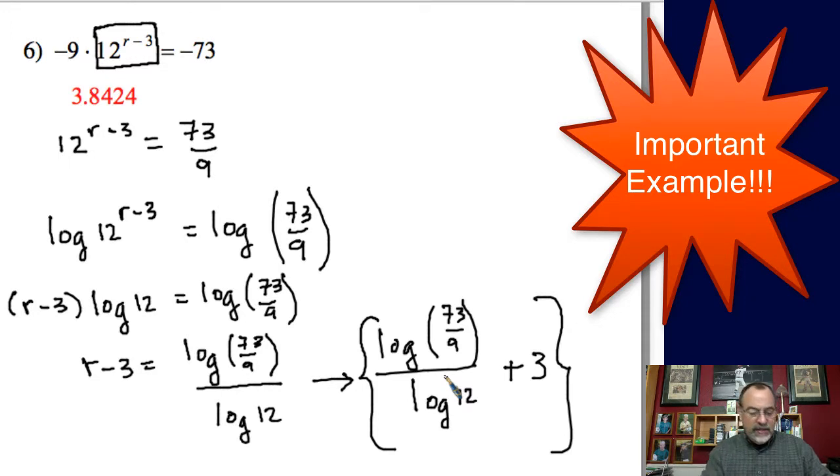Now I don't write that number down. The calculator is going to use that. So then I divide that number. I hit divided by, and then I do log 12, and I push enter. And then all of that is plus 3, so I get plus 3, and I get 3.8424 rounded, so I did get the answer, okay?